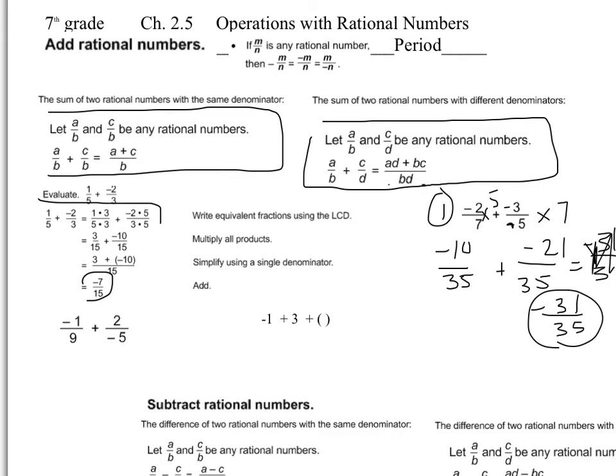Then for the next one, I have negative 1/9 plus negative 2/5. Okay, so for this one, 9 and 5, I find a common denominator of 45. So what do I do to 9 to turn it into 45? I multiply by 5, so negative 1 times 5 is negative 5. And what do I do to 5 to turn it into 45? I multiply that by 9.